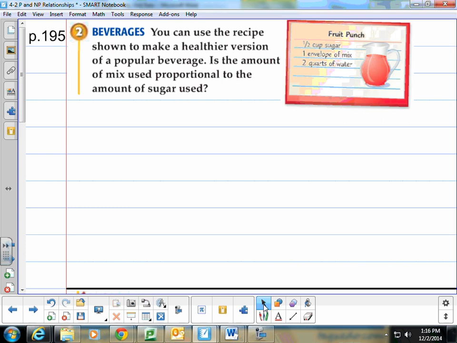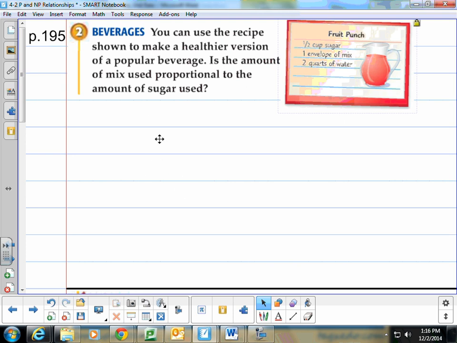Going on to the next page, for example 2, talking about a recipe for a fruit punch. You can use the recipe on the right there to make a healthier version of a popular beverage, I'm assuming Kool-Aid. Is the amount of mix used proportional to the amount of sugar?